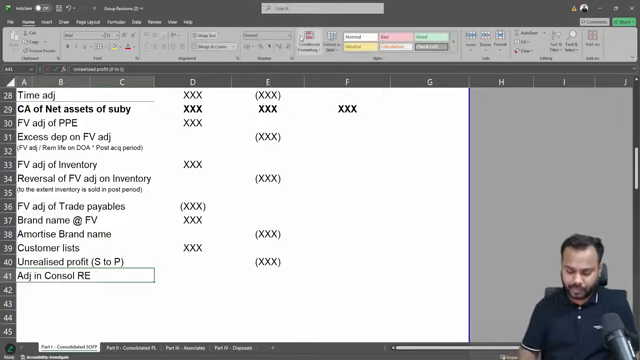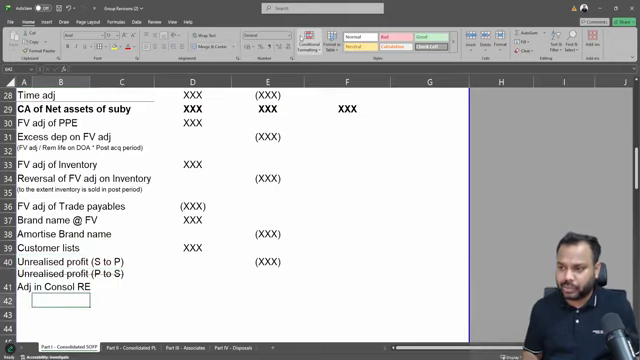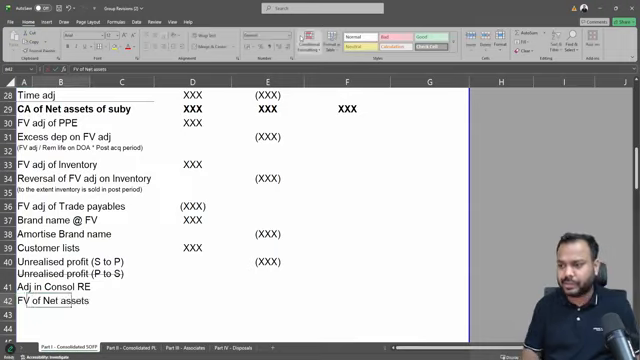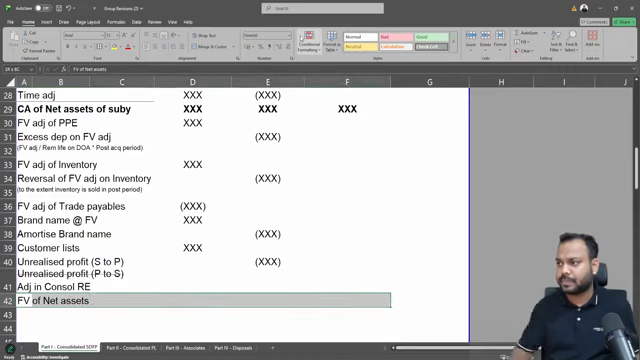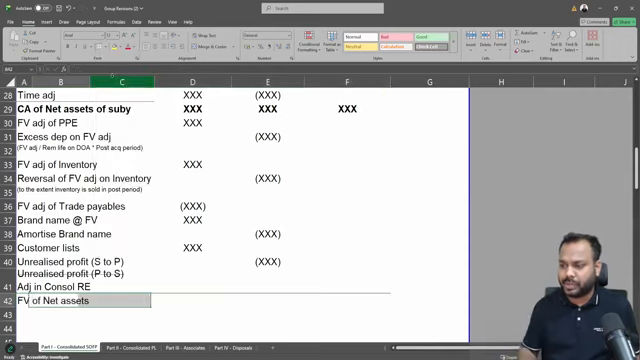Okay. Now done. Anything else? No, that's all. So this gives you the fair value of net assets. Now, how to treat it? Please understand, guys.